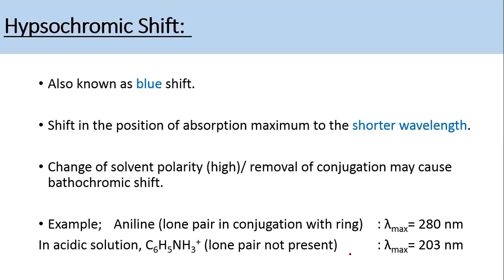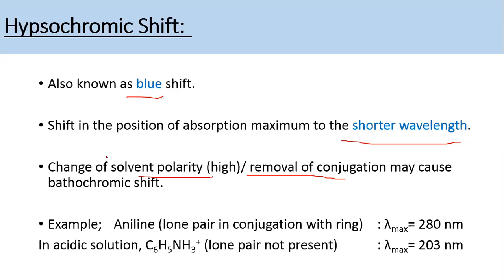Next, second is the hypsochromic shift. As we discussed earlier, it is also known as a blue shift, and this mainly causes the shift of the position of the absorption maxima towards the shorter wavelength. The hypsochromic shift is mainly observed by increasing the solvent polarity and removal of the conjugation from any conjugated system.